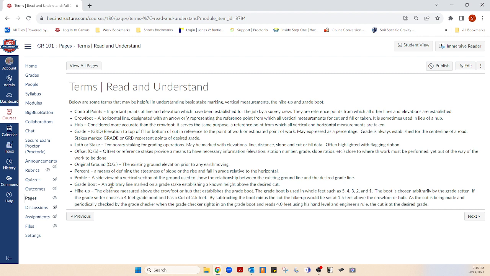Let's say you want to put a grade boot on a stake that reads cut 0.5 feet, so you want to go half a foot down. Then you want to put a 4-foot boot on there so you can raise it up on the stake. You would take 0.5 and subtract it from 4, so you would measure up on that stake 3.5. That would be your hike up. That would be where you put that 4-foot grade boot.